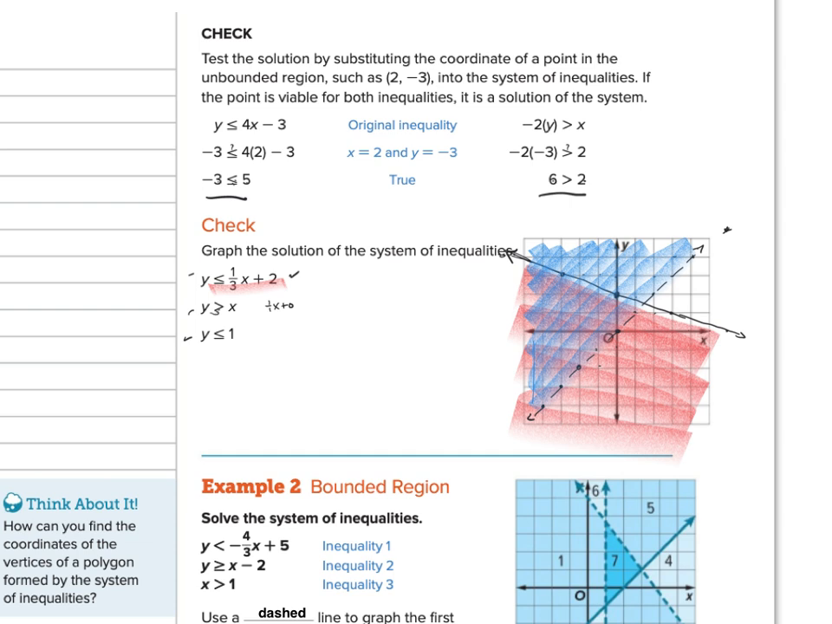All right, and then the third one is y is less than or equal to 1, so here's, and that is a straight line. And then since it's less than, we are going to shade downward. I'll just pick this color.